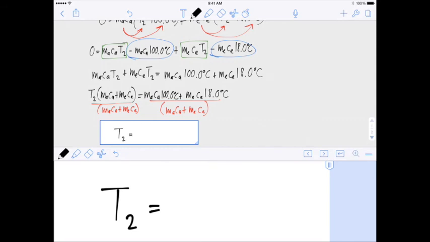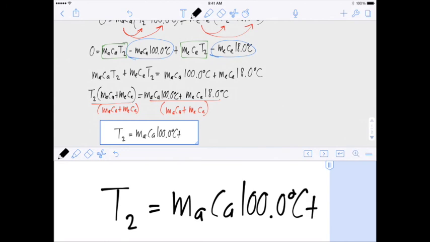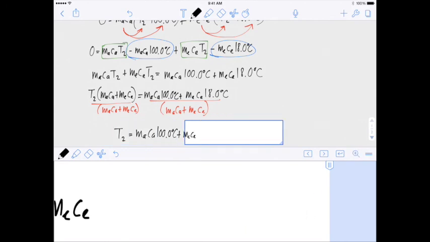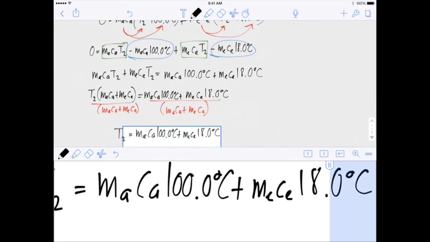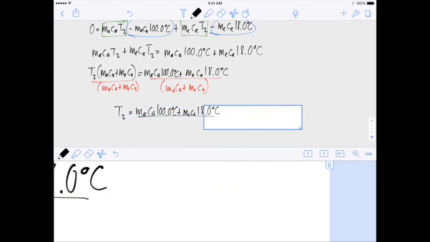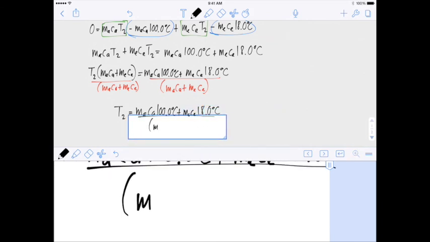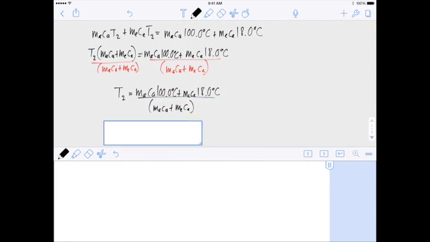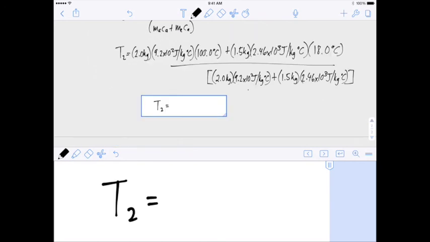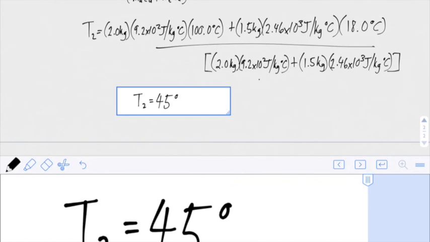And we're left with T2 is equal to MACA 100 degrees Celsius plus MECE 18 degrees Celsius, divided by MACA plus MECE. And now we can sub and solve for T2. So if you plug in all of these variables and you very carefully complete this tedious equation, you'll find that the final temperature of this resultant mixture is 45 degrees Celsius.